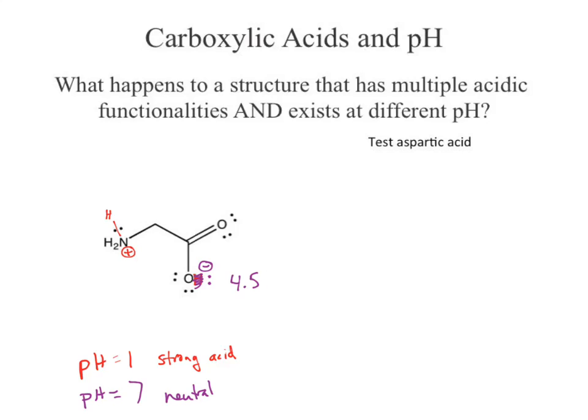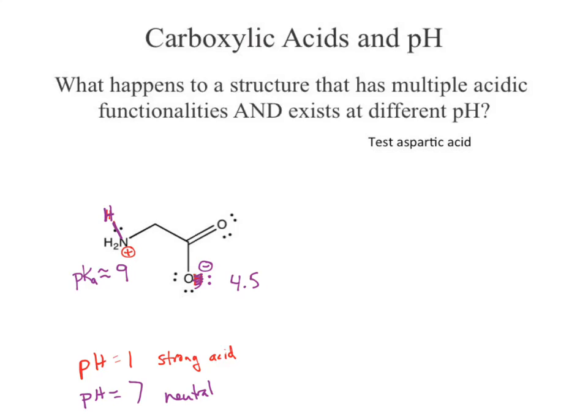Okay, how many of you memorized that one? Most people haven't, that's fine. Somewhere about 9. So at a pH of 7, what should happen to the amine hydrogen? It should stay there. We can't add another hydrogen. Why can we not add another hydrogen? There's no electrons to do it, so it stays on there.